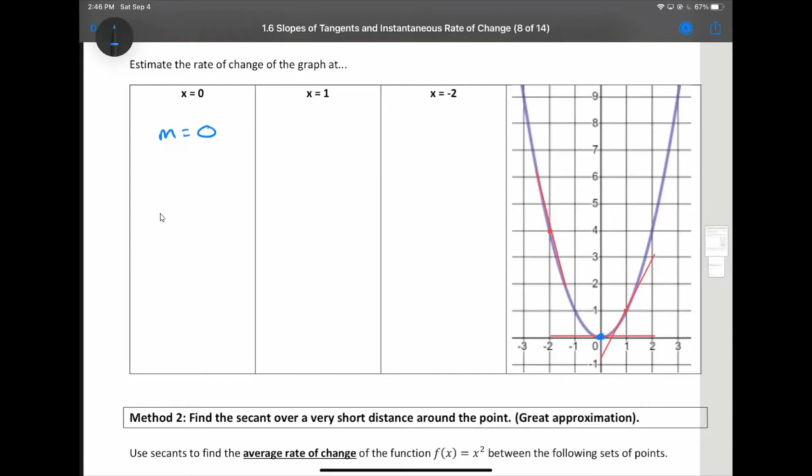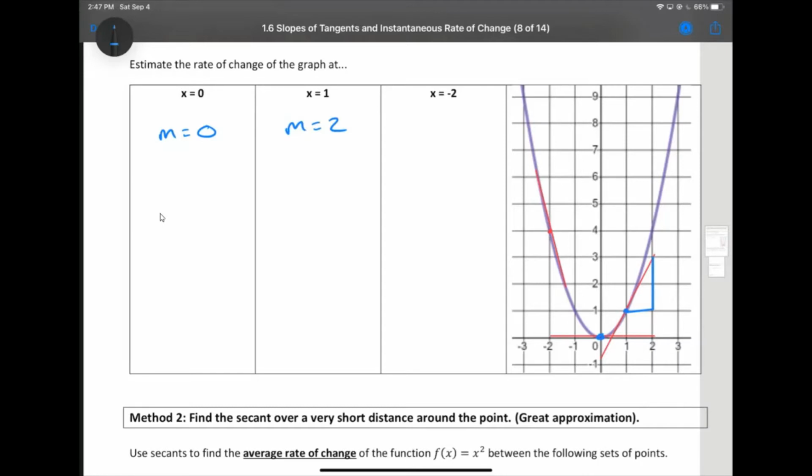Now this second line over here at 1, it looks like it goes over 1 up around 2. So I'm going to guess the slope there is 2. Now it could be my drawing or it could be the actual value is different, but it's around 2. And again, these are just approximations. They're not perfect, but they work. At least good enough for us for this part.